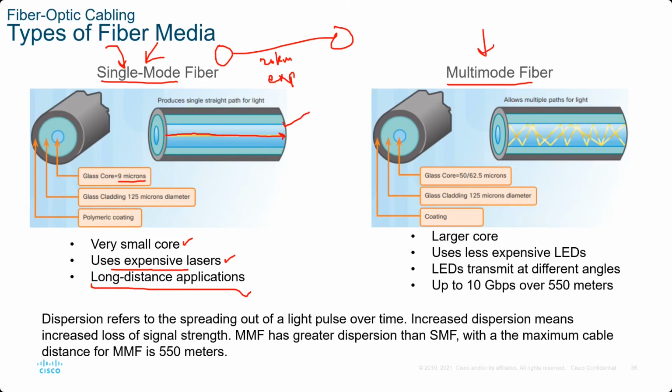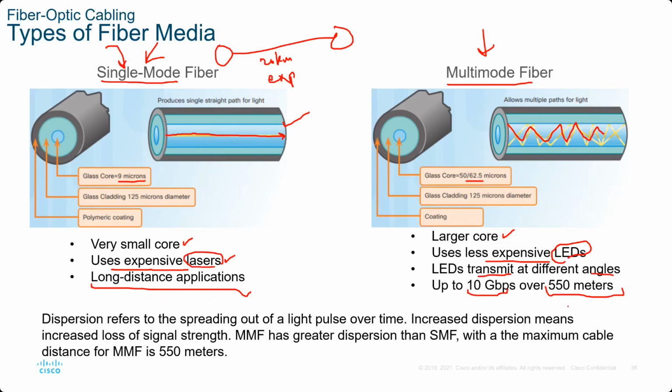For multi-mode fiber, we have bigger microns, so it's not as thin and small as single mode fiber. And that's why the light does not travel in a straight line, it keeps bouncing off. So it has a larger core, it is less expensive, and it uses LEDs in the network interface card instead of lasers, because lasers are expensive. LEDs can transmit at different angles, and it can support 10 gigabits over 550 meters.